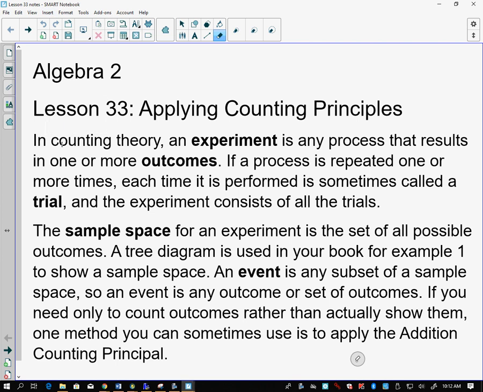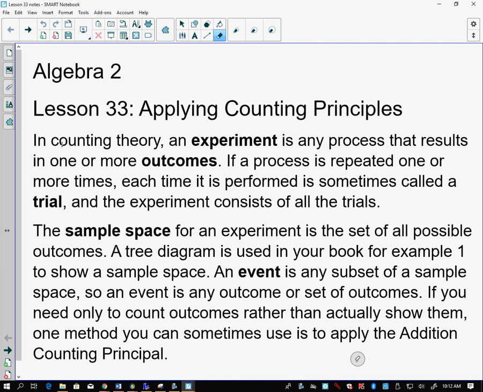Algebra 2, Lesson 33, Applying the Counting Principles. So a lot of what we're covering is Algebra 1 material in terms of independent and dependent outcomes. In counting theory, an experiment is any process that results in one or more outcomes.